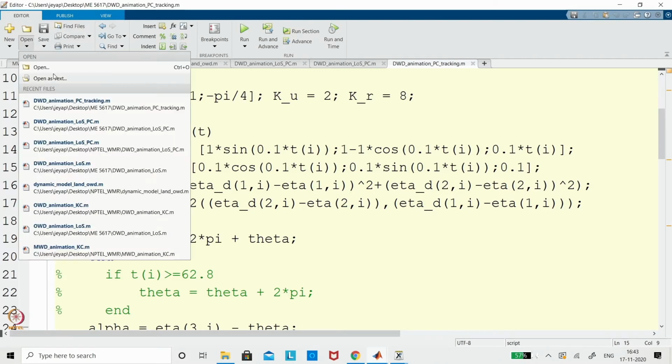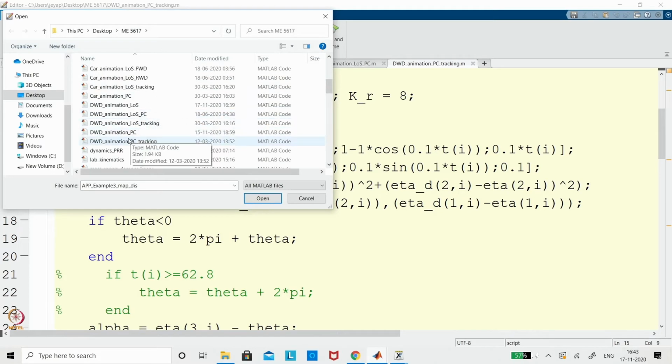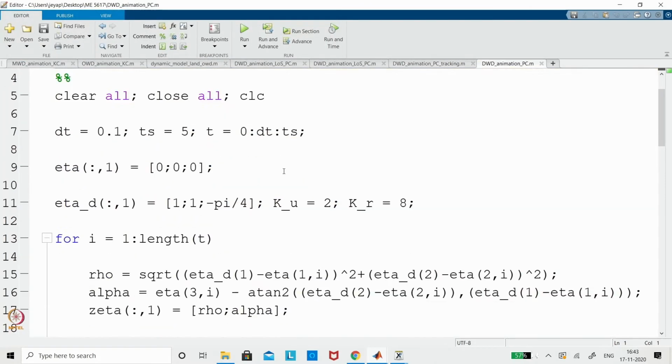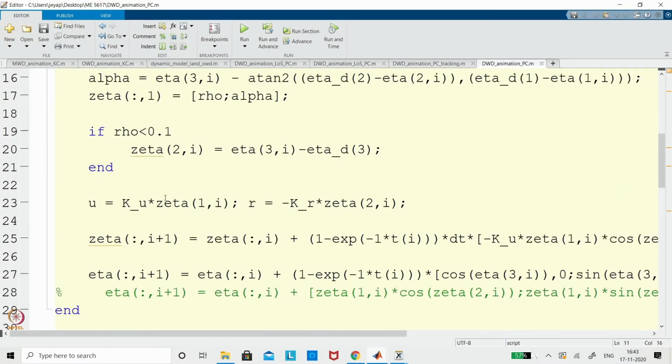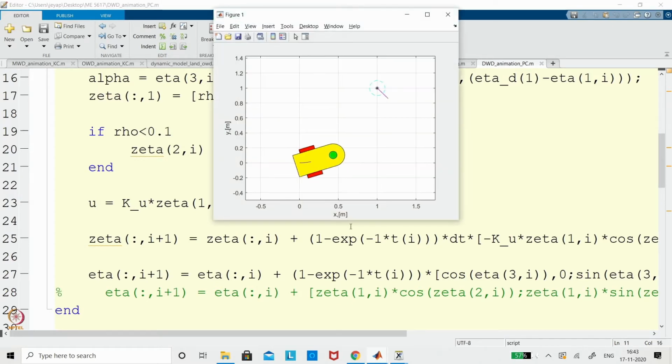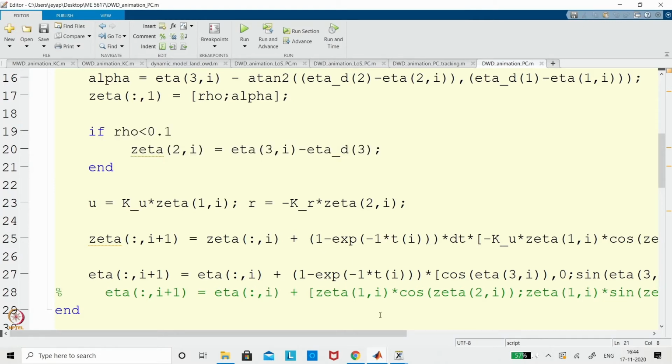So in order to get that, I will give that also here. Then we will take the other configurations. You can see here, I am taking this 2 and I am trying to use this polar coordinate form. Now if I run this, you can see it is going to the set point which is 1 by 1 and pi by 4. I have changed the condition here: when rho is up to 10 centimeter, you follow only line following, after that you try to follow the orientation.